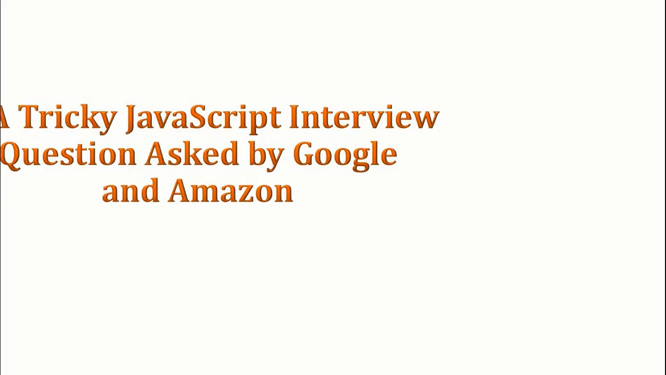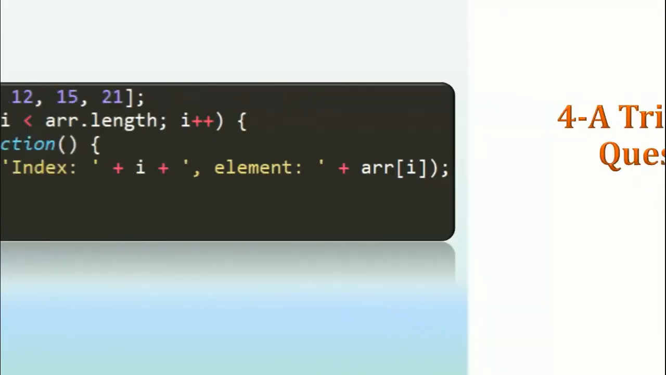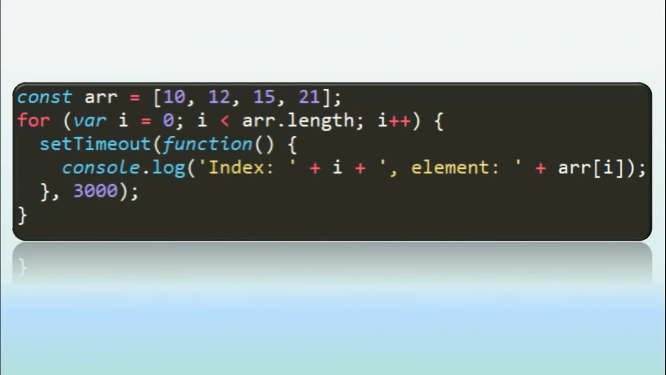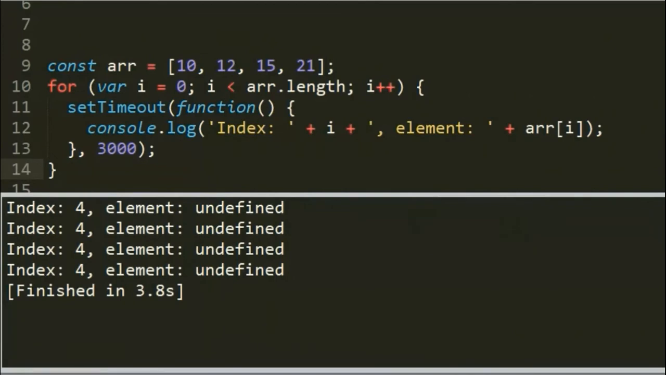Now let's kick it up a notch. A tricky JavaScript interview question asked by Google and Amazon. What is the output of this code? Index equal 4, element is undefined, printed 4 times.